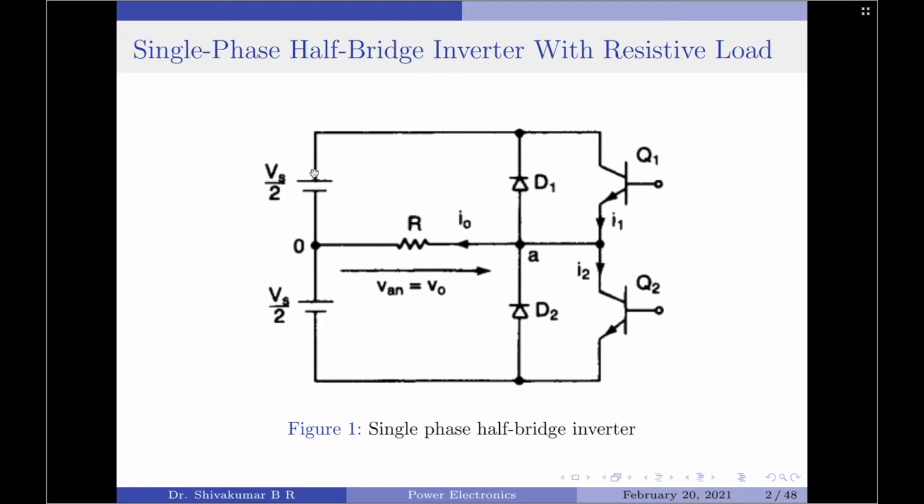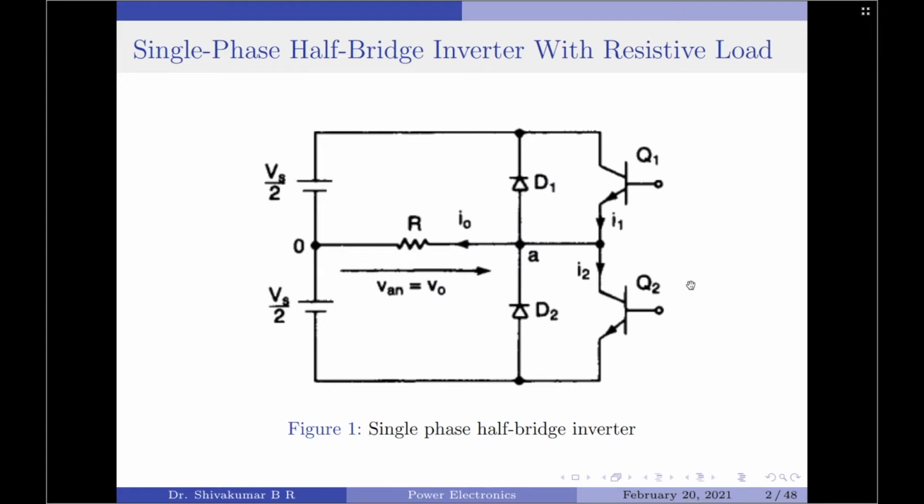And since the current always flows from the positive terminal of the supply, the current direction when Q1 is turned on is in clockwise direction. That is, the load current is now moving from point A towards ground. Also, since the type of the load here is purely resistive in nature, the value of the load current I0 is going to be equal to Vs by 2R. So, the output voltage as well as the output current when the transistor Q1 is turned on are both positive.